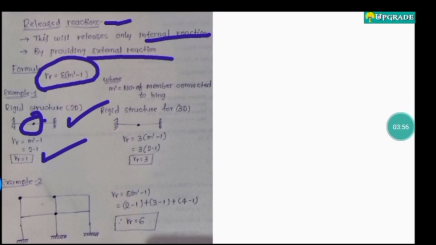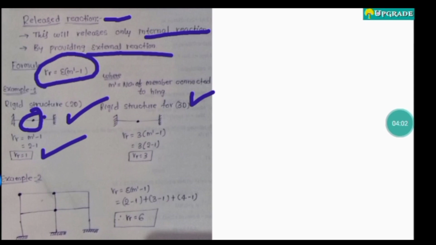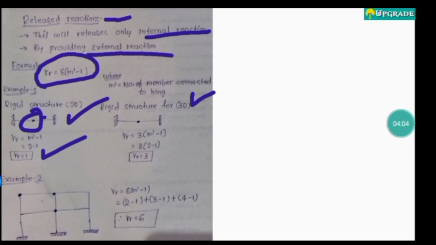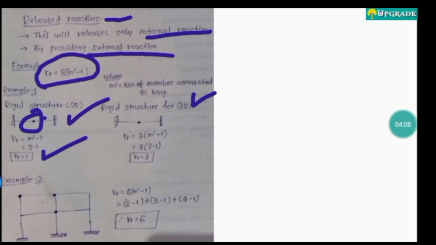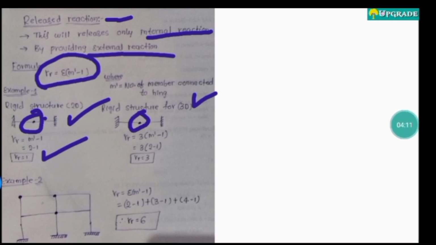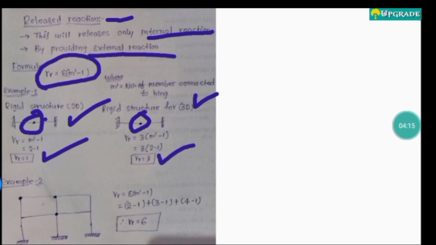Now we calculate released reactions for a 3D structure. The formula is 3 into (m dash minus 1). So 3 as it is, and m dash is the number of members connected to the hinge. This hinge is connected to 2 members, so that is 2 minus 1, which is 1, into 3, so the answer is 3.